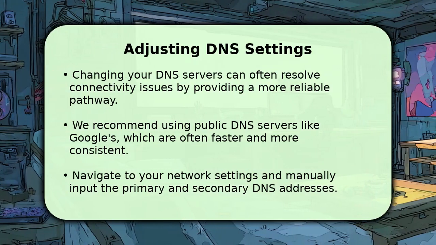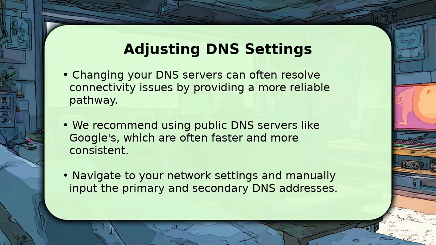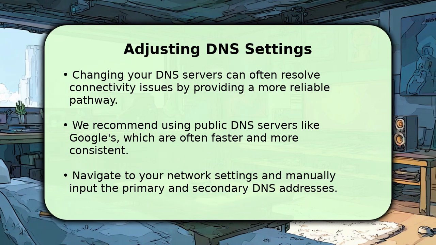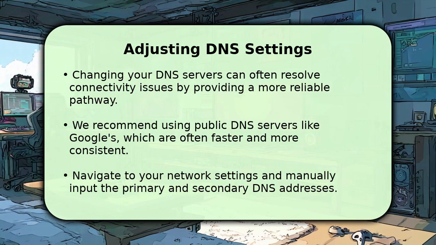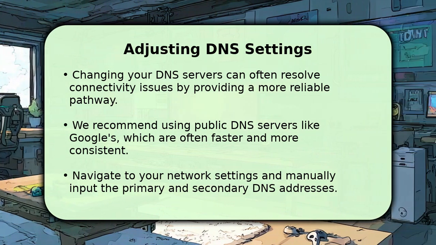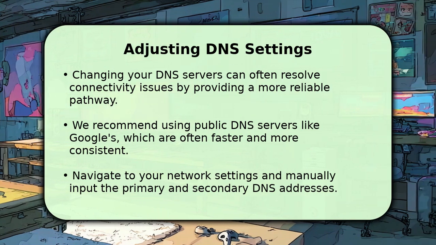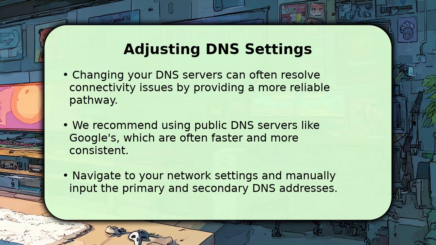Next, let's adjust your DNS settings for a potentially more stable connection. Go to your PlayStation 4 network settings, select Setup Internet Connection, then Custom. Choose your connection method, either Wi-Fi or LAN cable. For DNS settings, select Manual, then enter 8.8.8.8 for primary and 8.8.4.4 for secondary. Continue through the remaining settings, usually leaving them as automatic.